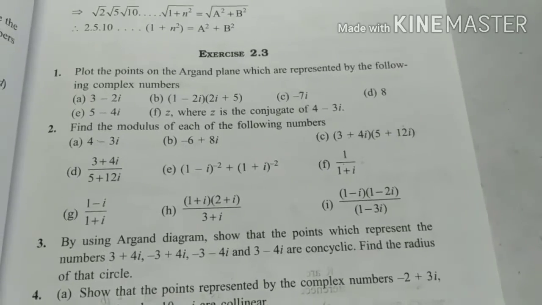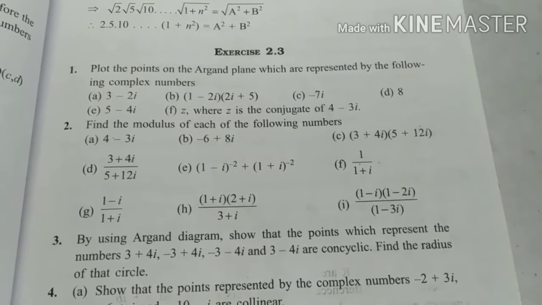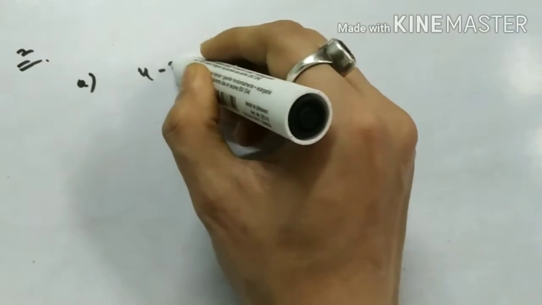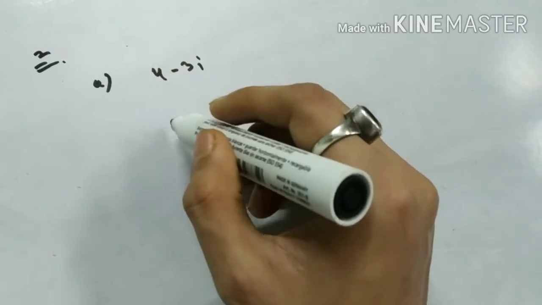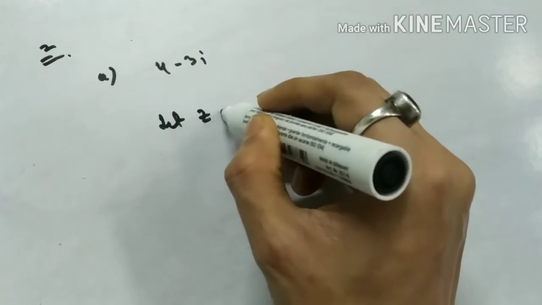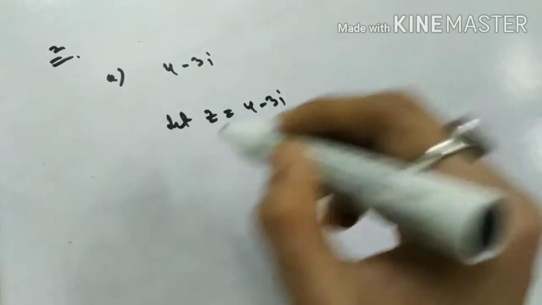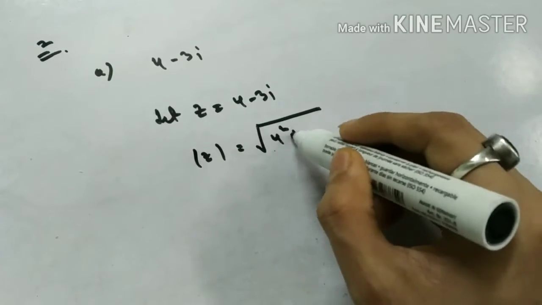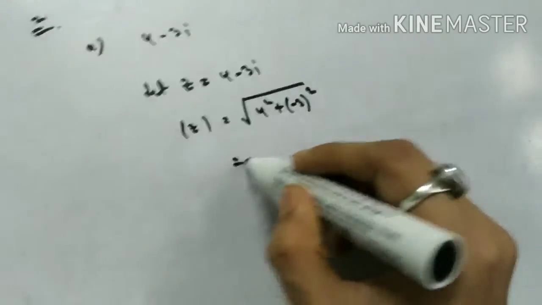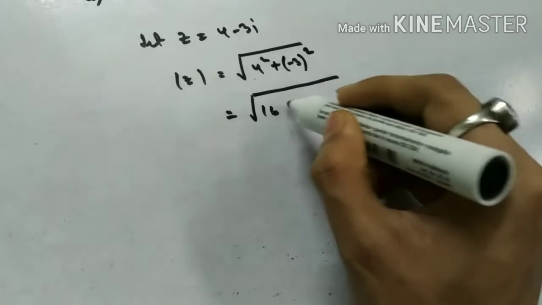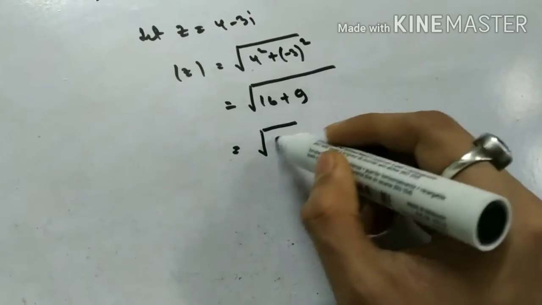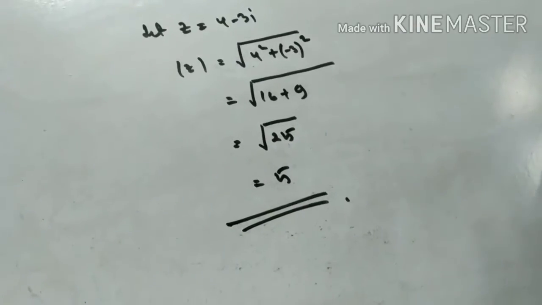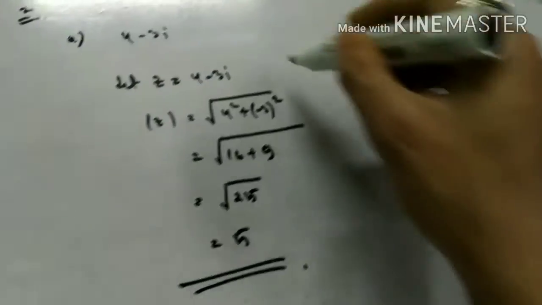Find the modulus of each of the following numbers. Number a, 4 minus 3i. Let z equal 4 minus 3i. So modulus of z will be equal to root over 4 square plus minus 3 the whole square, equals root over 16 plus 9, equals root over 25, equals 5. So modulus of z equals 5.